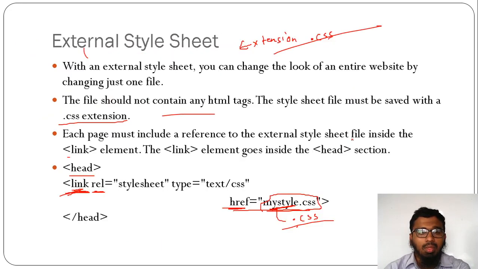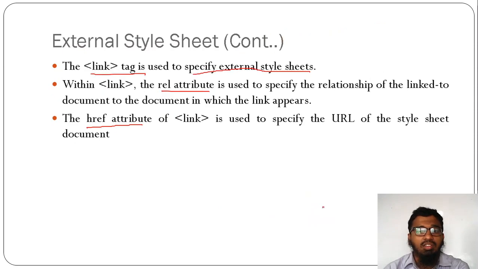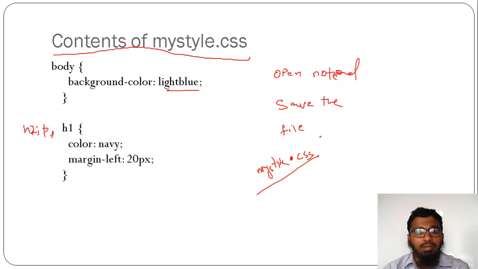Next, the external sheet. In the external sheet you save the file with the .css extension and store it on your computer. Whenever we need it, we take the link. The relationship is stylesheet, type equals text/css, and href is mystyle.css. So what is this link? Link is to specify the external style sheet, and the relation attribute gives the relationship between the link and the document. href is like a URL, uniform resource locator.